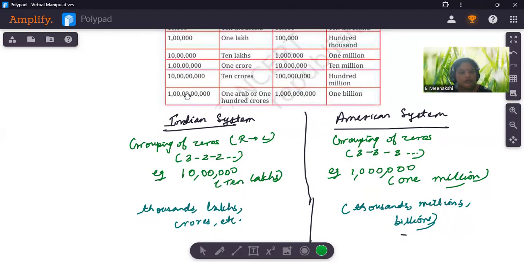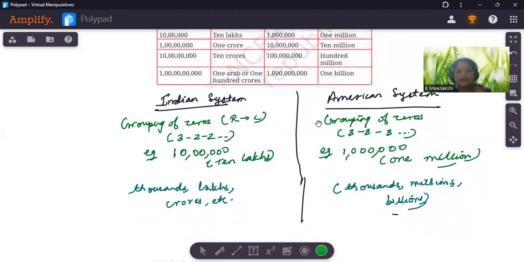1, 2, 3, 4, 5, 6, 7, 8, 9. If it is 1 followed by 9 zeros, in the Indian system it is called either 1 Arab or 100 crores. The same 1 followed by 9 zeros is called 1 billion. So what is the difference?